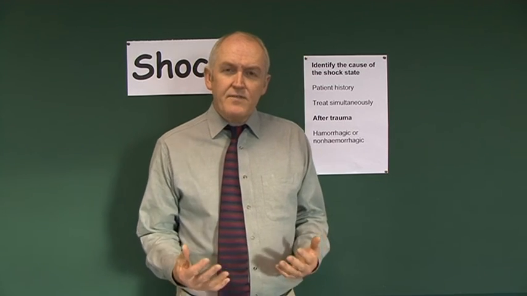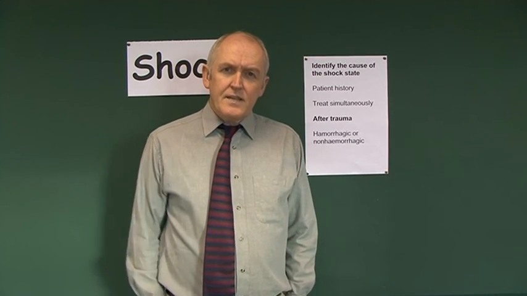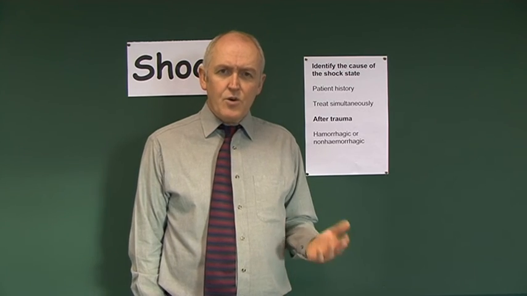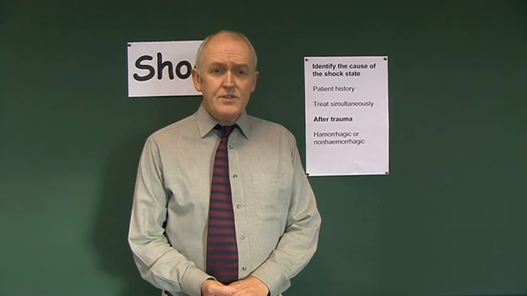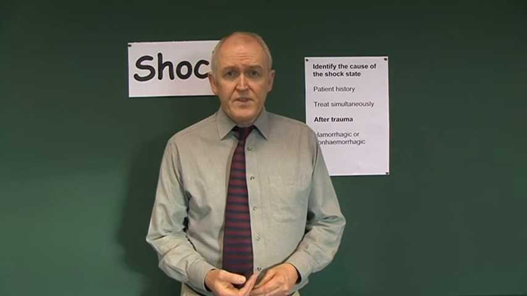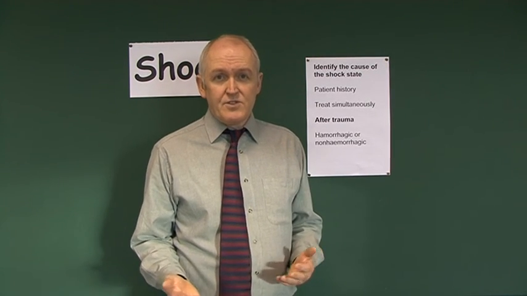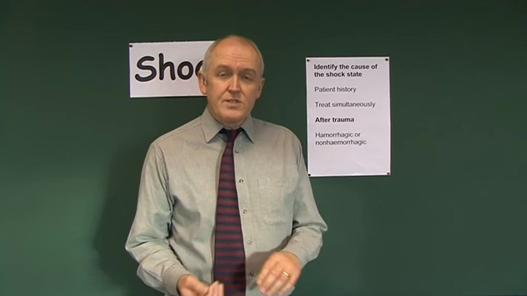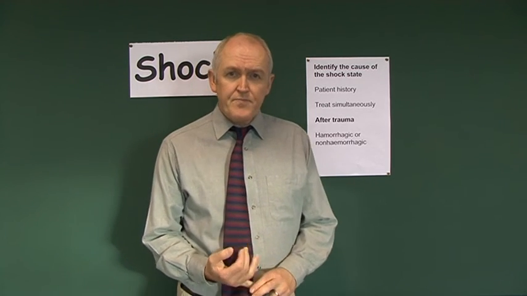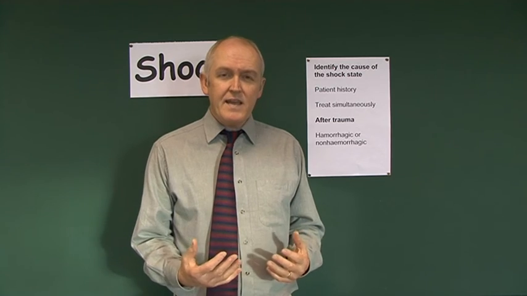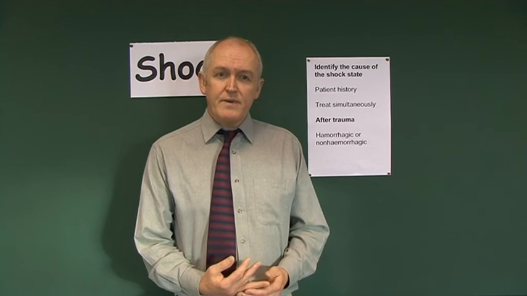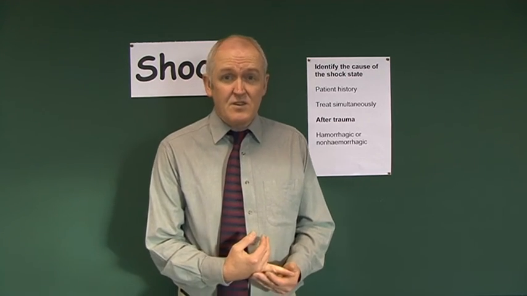So if we identify that a patient's going into shock, the next thing we need to do is identify the cause and the type of shock. And this will usually be fairly straightforward. So if someone's got a history of bleeding or burns or diarrhea and vomiting, we would suspect a hypovolemic shock. If they've got a history of chest pain or cardiac problems, we would suspect a cardiogenic shock.